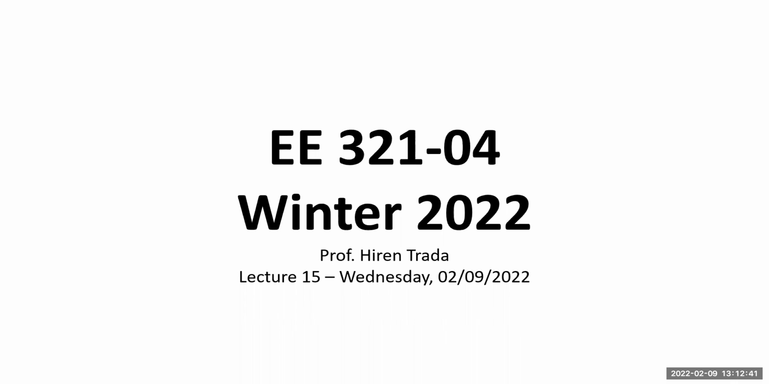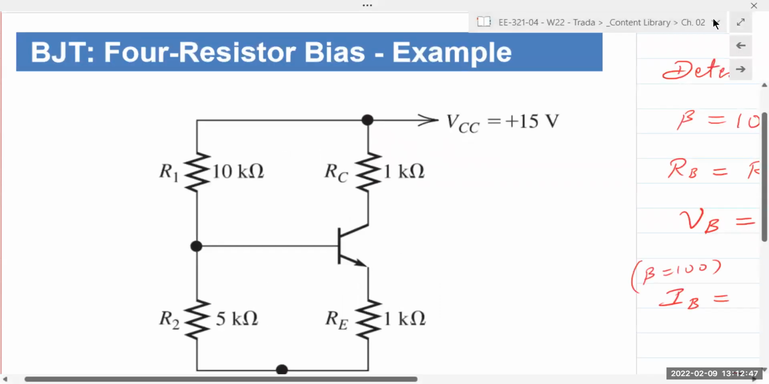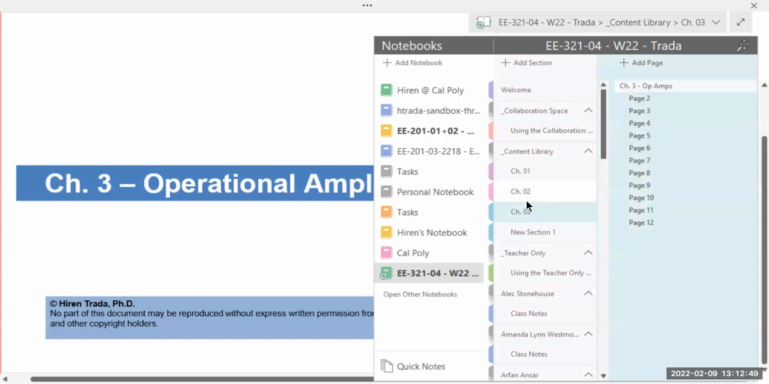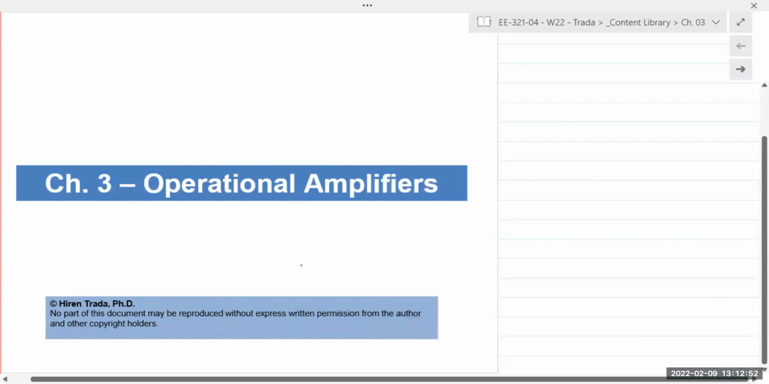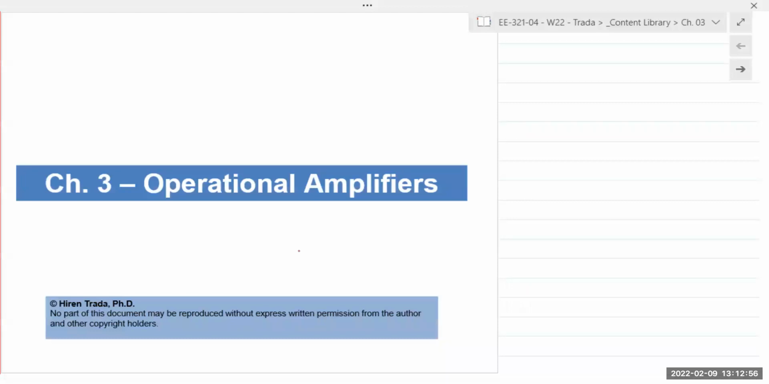Okay, so today we will begin op-amp circuits. So let's go into chapter number 3. Operational amplifiers. They are so called because they are used for a variety of operations, in analog computers when they first came out.